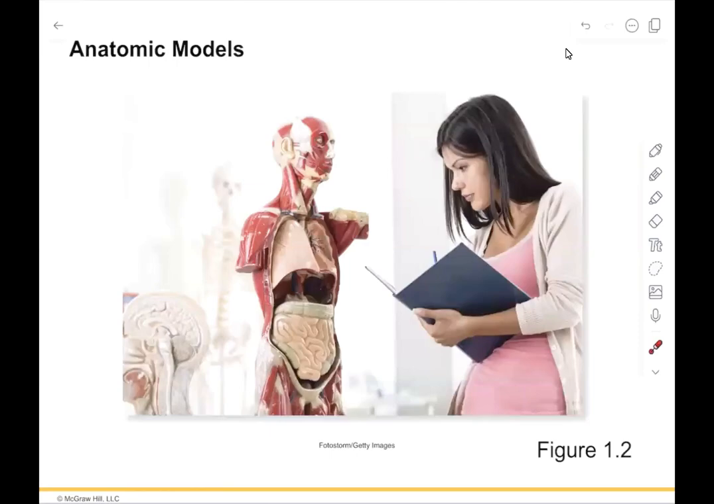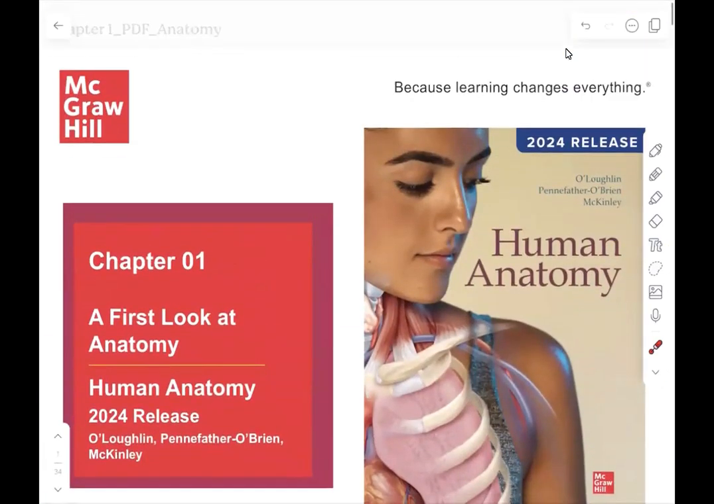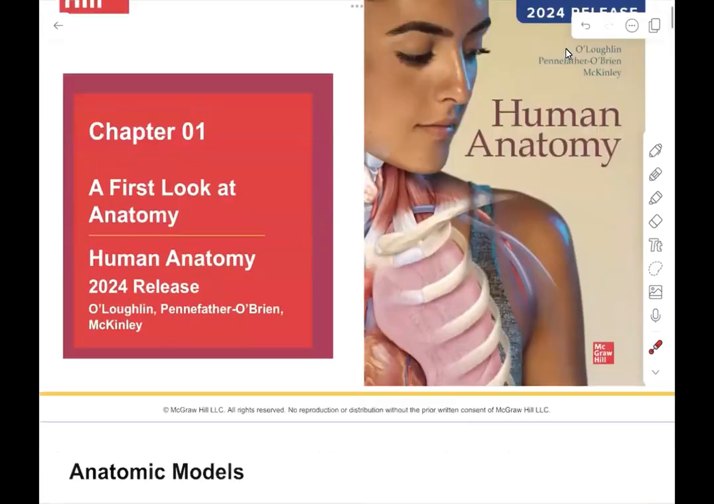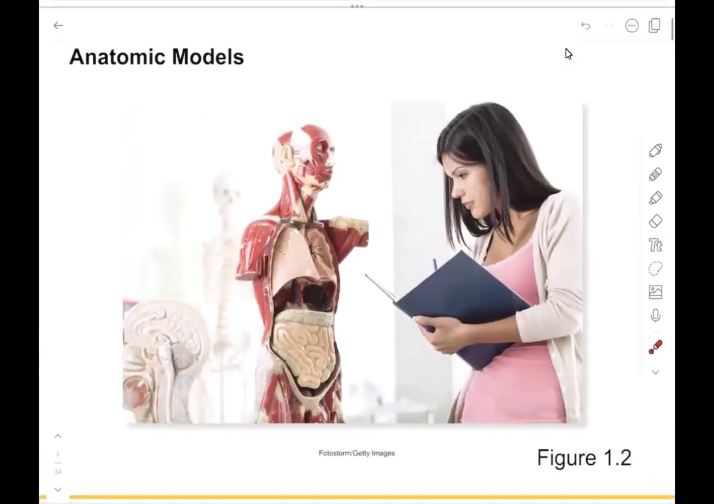Welcome to BSc 1083. This is chapter 1, and it is a first look at anatomy. On our first slide here, you can see that we have a student who is studying an anatomical model shown on the left side of the screen right here. This anatomical model shows us what we call an anterior view, which means the front.